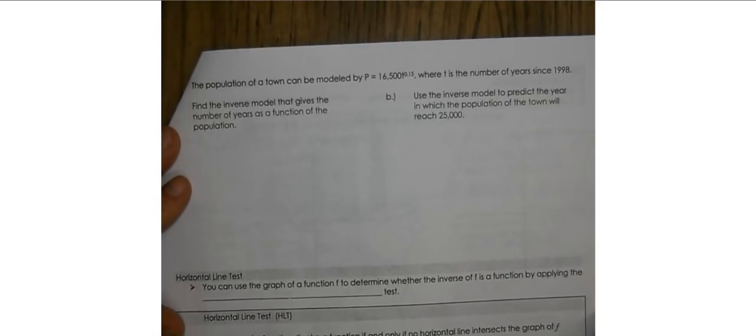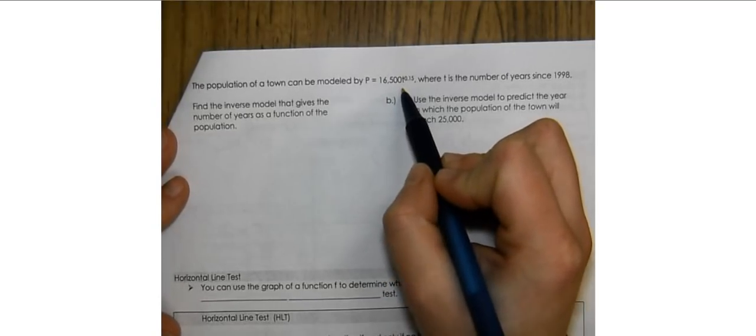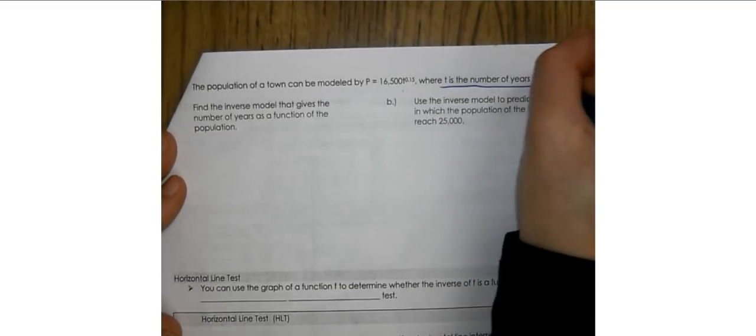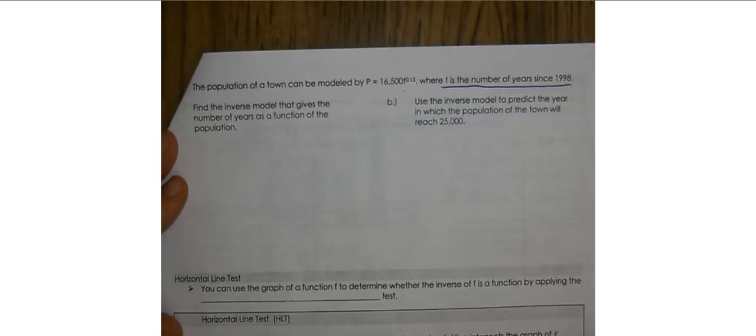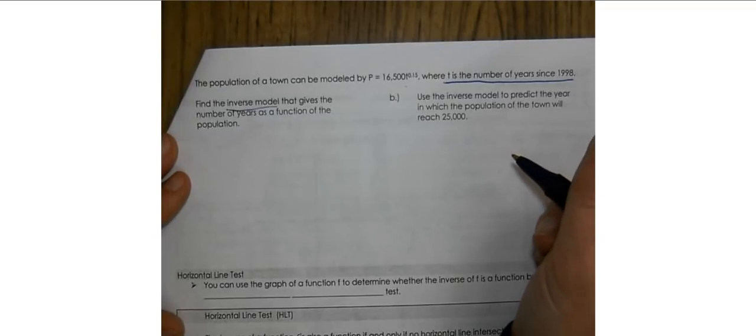Now, the next question says, the population of a town can be modeled by P is equal to 16,500 times T to the 0.15 power. That's where T is the number of years since 1998. We want to find the inverse model that gives the number of years as a function of the population. So what that means is solve for T.